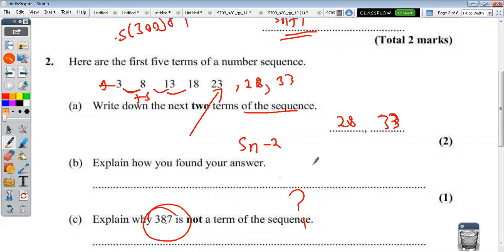It's minus 2. So do you know what it means here? It means if I do 5n minus 2 is equal to 387, I should get a whole number. I can't get a fraction of a term. So let's move the 2 to the other side. It's 5n is equal to 389. And you can tell that this is a decimal. So it means this is not a term in that sequence. Clear?